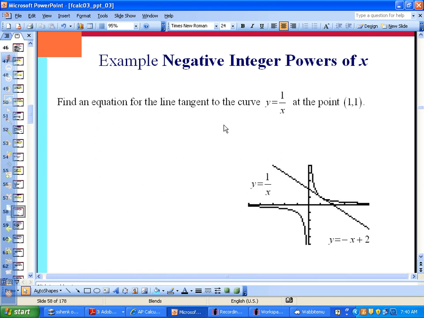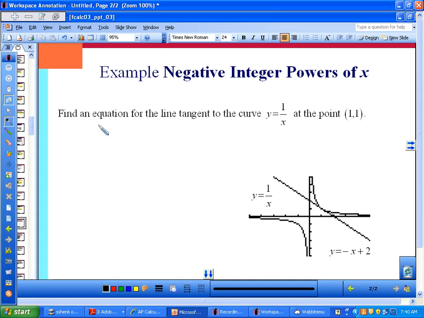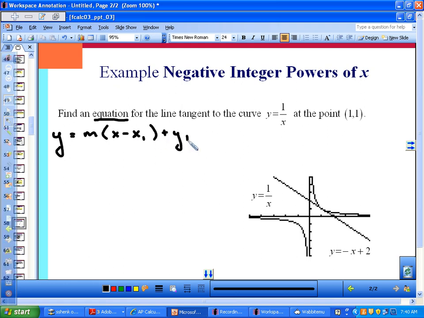They want us to find the equation for the line tangent to the curve y equals 1 over x at the point 1, 1. So again, we've got to write an equation. y equals m times x minus x1 plus y1 is the equation of a line. We need to know two things: a point and a slope. Did they tell us the point? Yeah, x1 is 1, y1 is also 1.